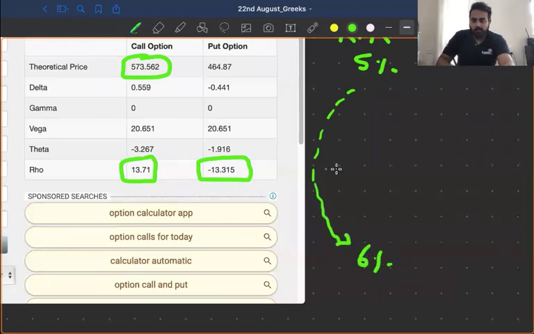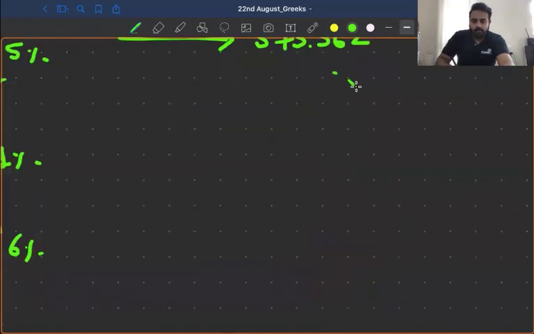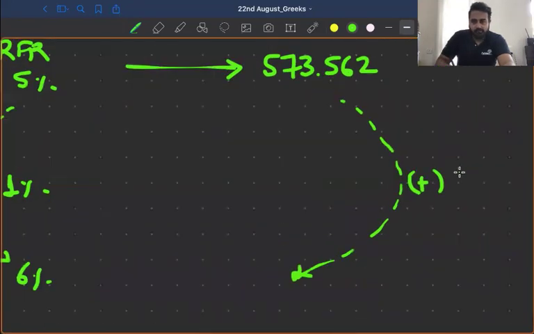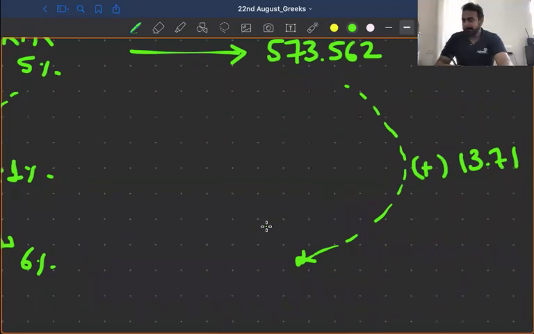Now, if RFR goes from 5 to 6, so RFR goes up by 1%, then what will happen is my option price will increase by the amount of 13.71. Can someone please add and give me the number?